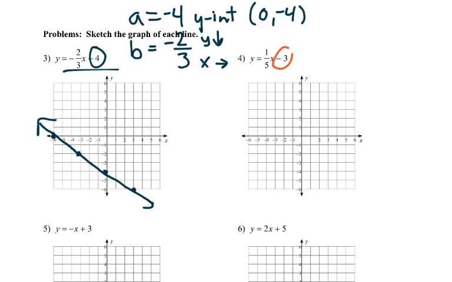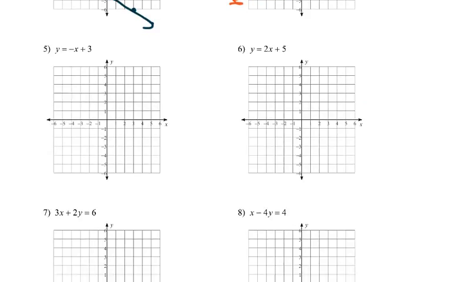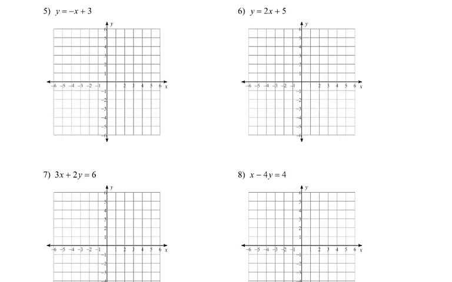So where did I start? We start at -3. Where are we going? 1/5, so that's up 1 to the right 5, because it's positive. Up 1 to the right 5. I'm running out of space, so I can go down 1 and to the left 5. Do the exact opposite. And then graph it. Okay, number 5. Same idea.